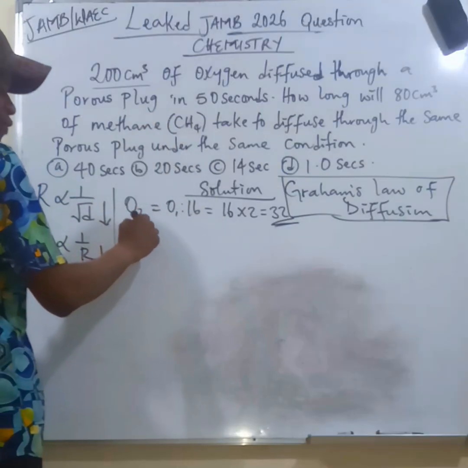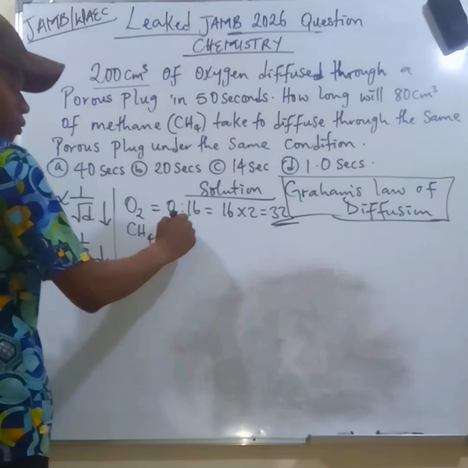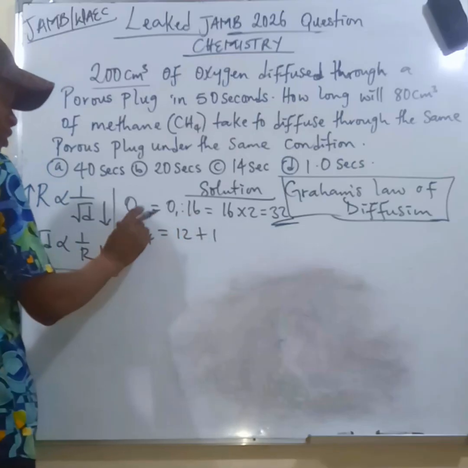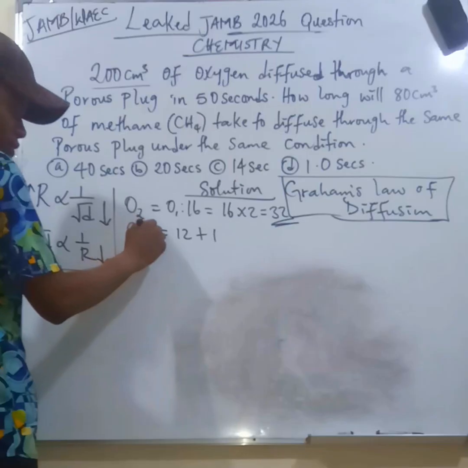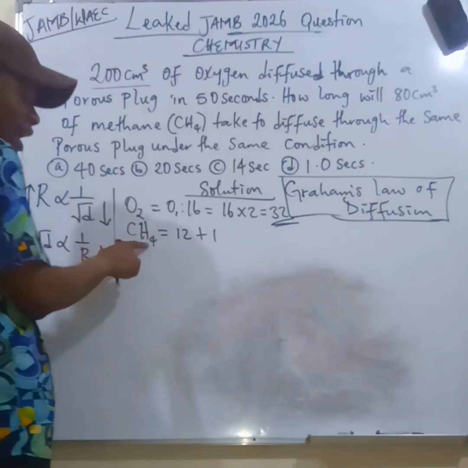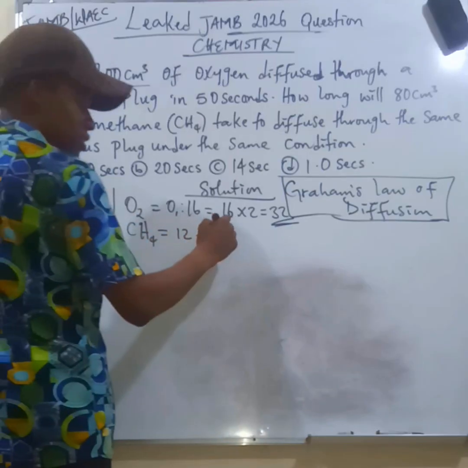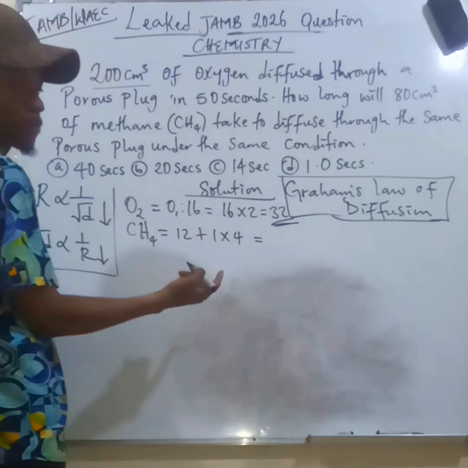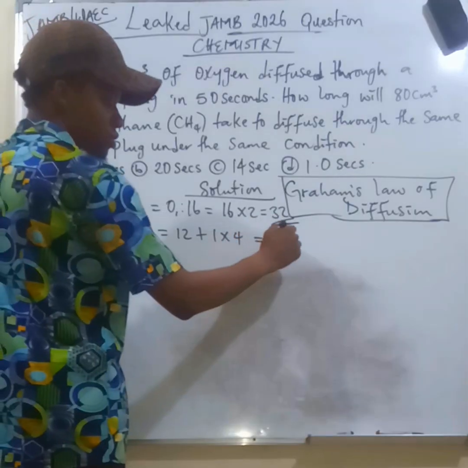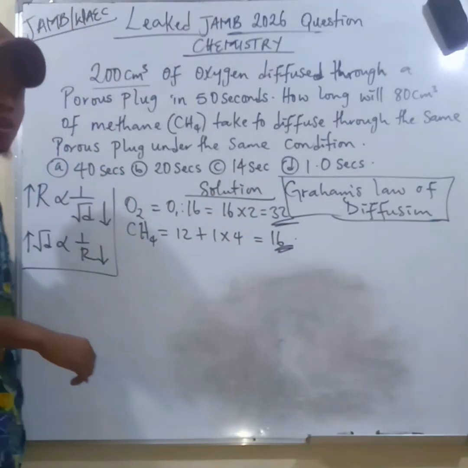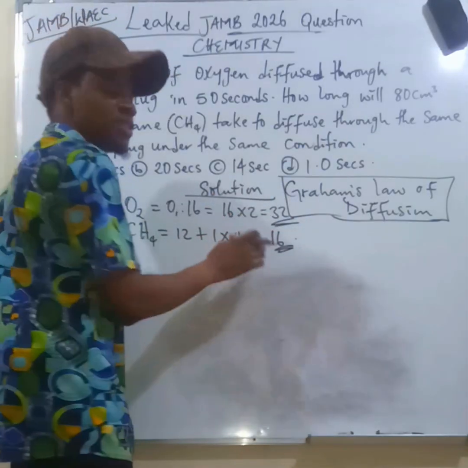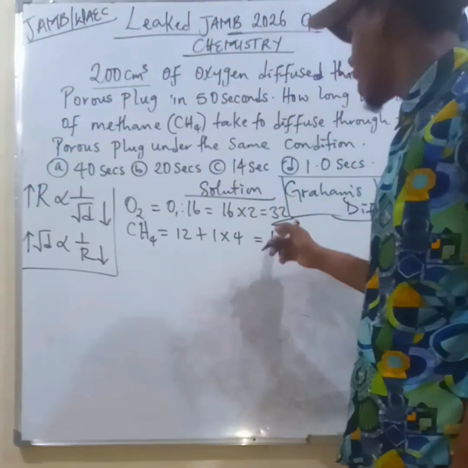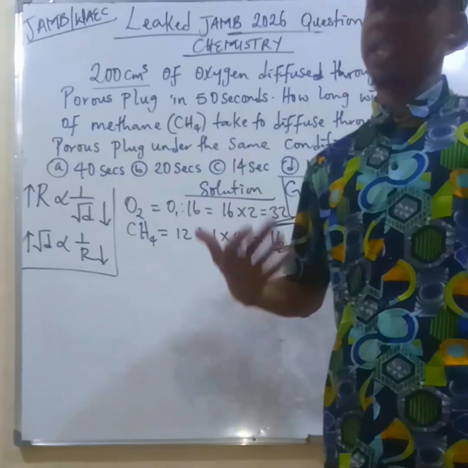Now let's look for that of methane. Methane is CH4. Carbon is 12 plus hydrogen is 1, but the 4 is only affecting hydrogen, not carbon. So you say 1 times 4, which is 4, plus 12, you get 16. Now between 32 and 16, which one is higher? It is 32, so that tells you that oxygen has more weight. It is more dense.